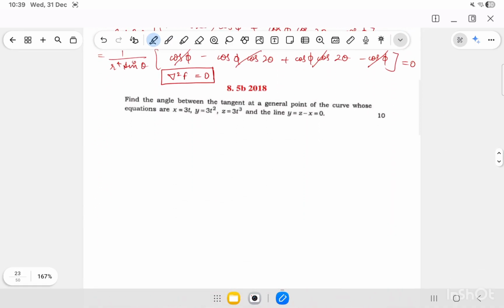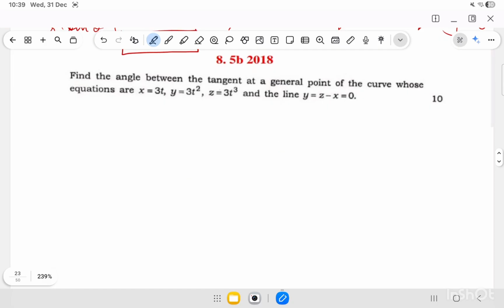So the next question is find the angle between the tangent at a general point of the curve whose equations are this and the line is this. So what we are supposed to do, they have given us a parametric form of a curve, that is this. A tangent is drawn to this curve at any general point, let's say alpha, beta, gamma. Then we are supposed to tell the angle between that tangent to this curve and this given equation of line.